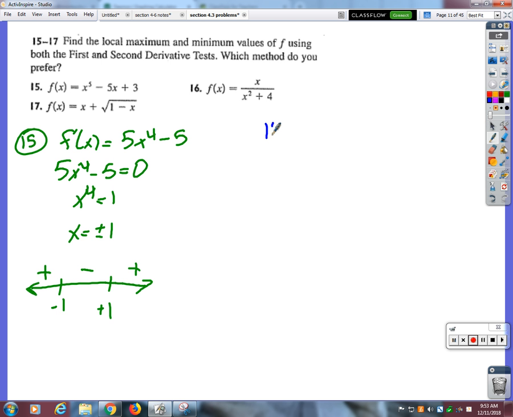Huh, very strange. I don't know what's going on in my life anymore. All right, 16, take the derivative. Gotta use the quotient rule. Go ahead and do it, Tegan. We're waiting.